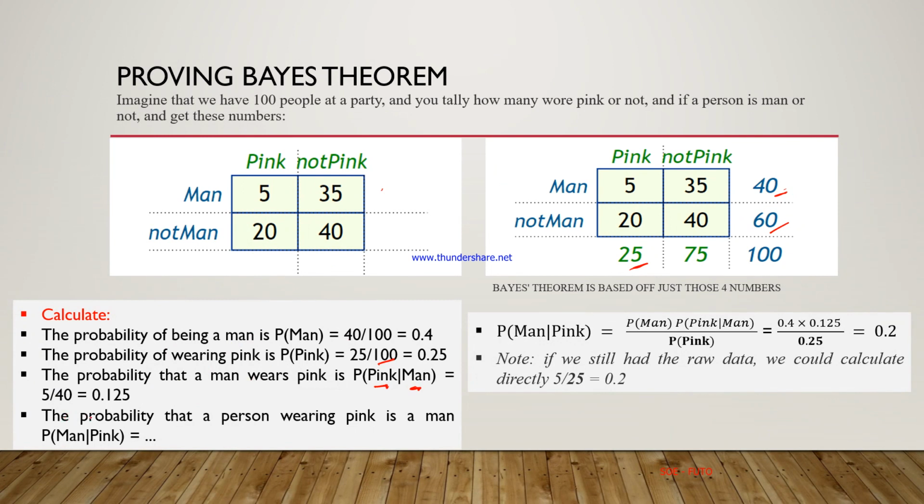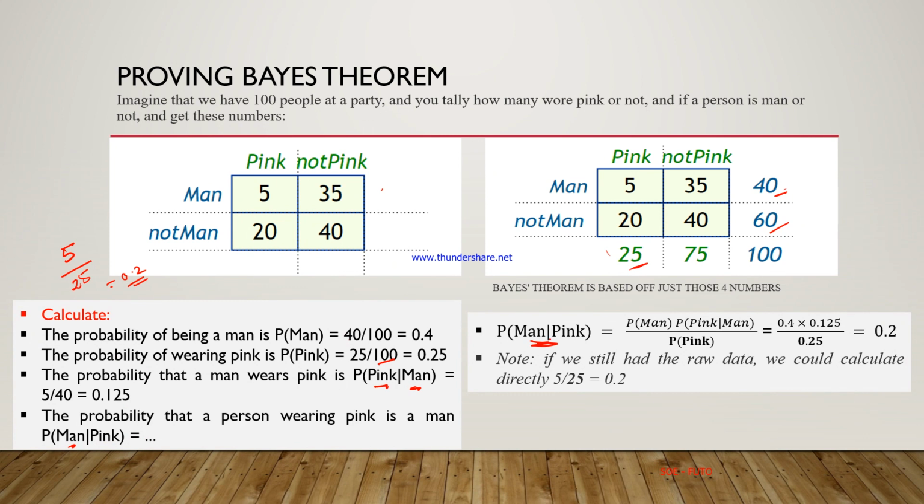Now the next is the probability that the person wearing pink is a man. In other words, what's the probability of man given the persons wearing pink? When you look at the persons wearing pink, which is 25 persons, only 5 men are wearing pink. So if you do 5 over 25, you are going to get 0.2. But we're not trying to calculate it this way. We want to use Bayes formula to calculate it.